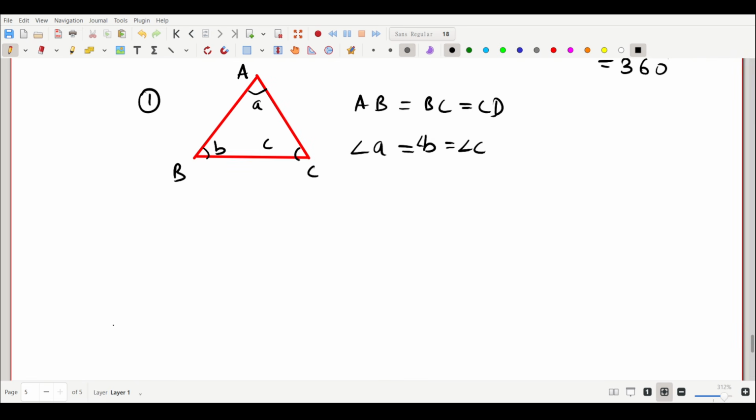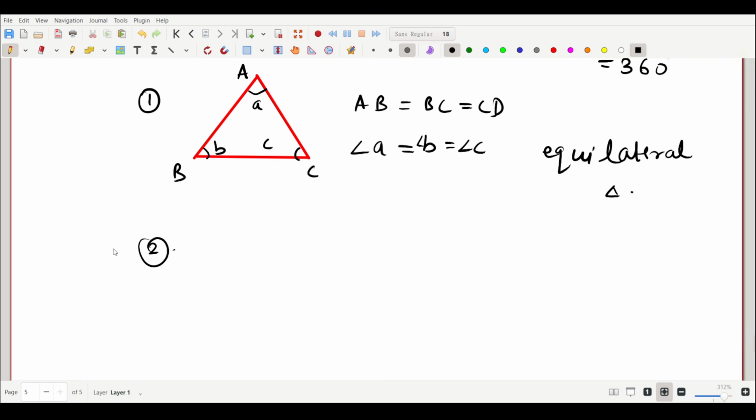Such a kind of triangle is known as an equilateral triangle. Equilateral triangle. Equi stands for equal, lateral stands for sides. So all sides are equal. A small triangle is a symbol of triangle. So what's an equilateral triangle? A triangle whose all sides and all angles are equal. That's an equilateral triangle. Okay.